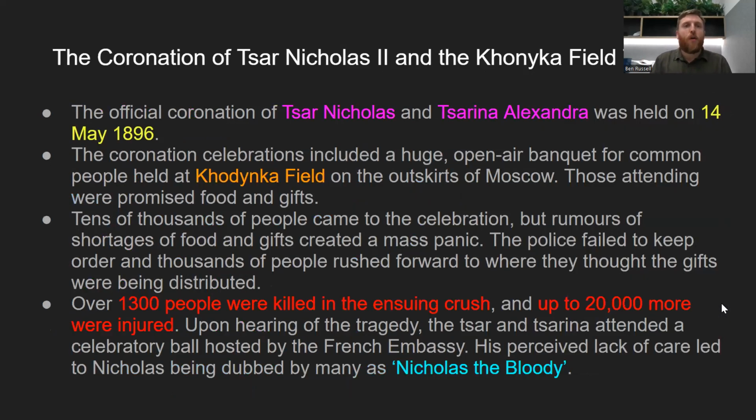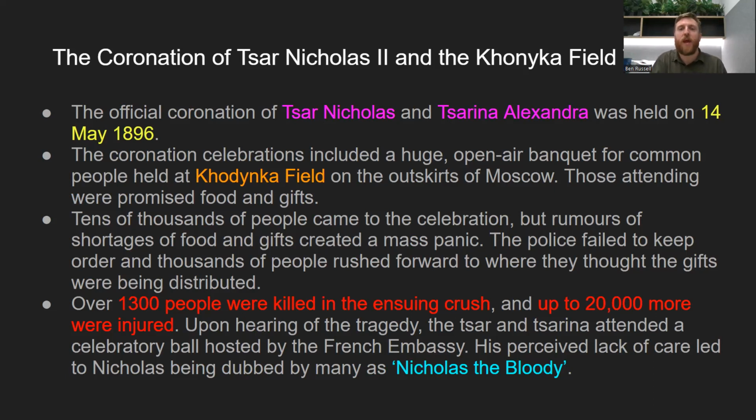Now, let's have a look at the coronation of Tsar Nicholas II and the Khodynka Field tragedy. The official coronation of Tsar Nicholas and Tsarina Alexandra was held on the 14th of May, 1896. This is the date that our area of study begins. The coronation celebrations included a huge open-air banquet for common people held at Khodynka Field on the outskirts of Moscow. Those attending were promised food and gifts. It was a time of celebration, our new Tsar, our new little father being crowned.